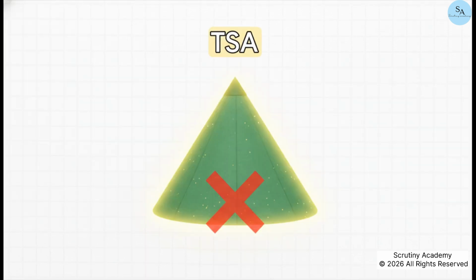And here it is, the crucial point that answers our earlier question. Think about it. For a tent, you only need canvas for the sides, right? The floor is just the ground. That's exactly why we use the curved surface area formula and not the total surface area. Spotting these little real-world details is the key to choosing the right formula in your exam.